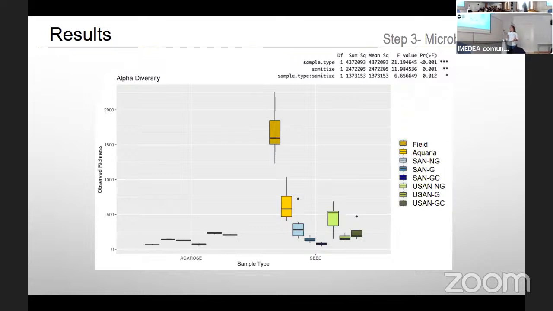And then comes the microbiome. First of all, about the richness, we see that there are significant differences between sample type and treatment. And of course, there is more richness in field samples, and also the richness is higher for unsanitized seeds compared to the sanitized seeds at the same developmental stage.